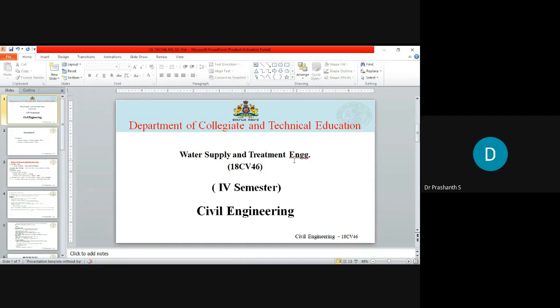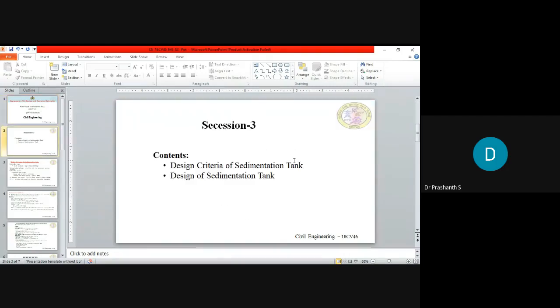Now, I'm going to discuss session three. In session three, the contents are design criteria of sedimentation tank, and after understanding the design criteria of sedimentation tank, we'll design the sedimentation tank.